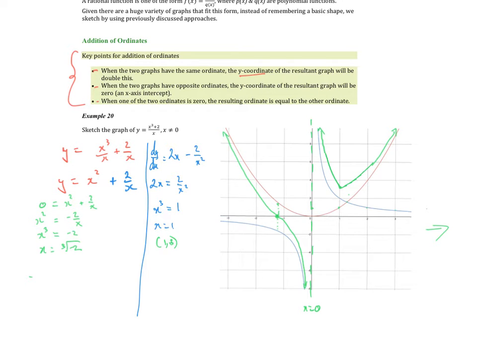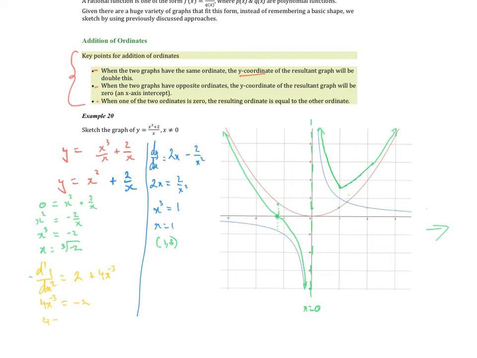Let's have a look at a point of inflection. So the second derivative is equal to what? It's equal to 2 plus 4x to the minus 3. Solve that equal to 0. So I get 4x to the minus 3 is equal to negative 2.